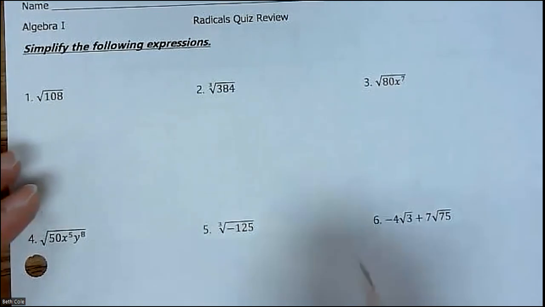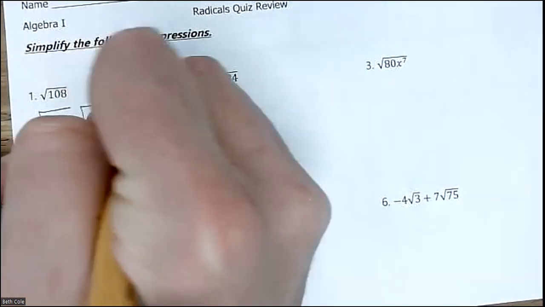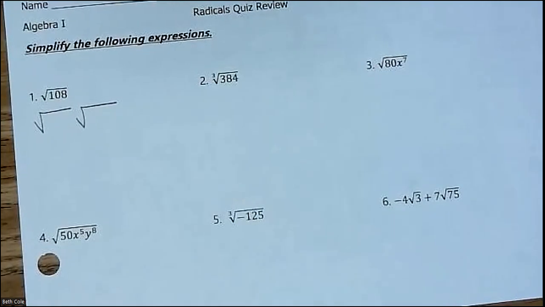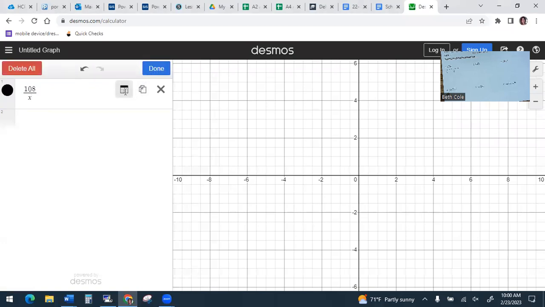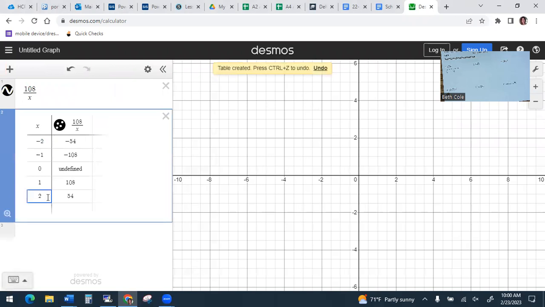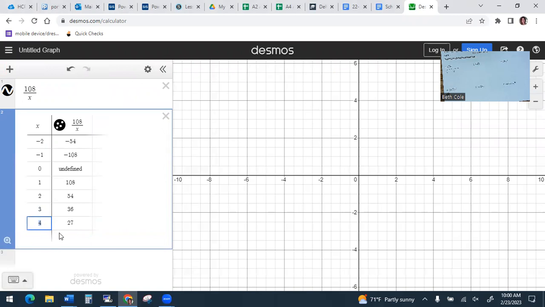So for the first one, 108, you're going to draw two little square roots. I'm going to share my screen and show you Desmos. Do you guys remember how to do this? 108 divided by x. Except some of you have a calculator in your head and apparently said the answer already. 27 times 4. For the rest of us mere mortals, do you see it on the table here? 27 and 4. Okay.